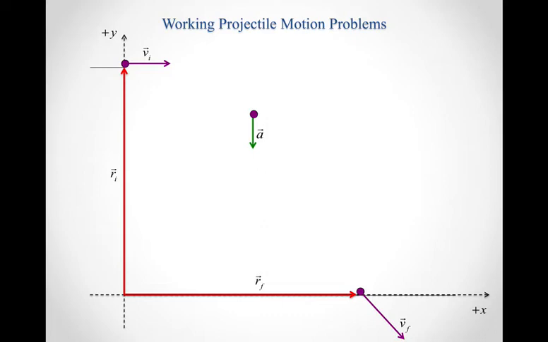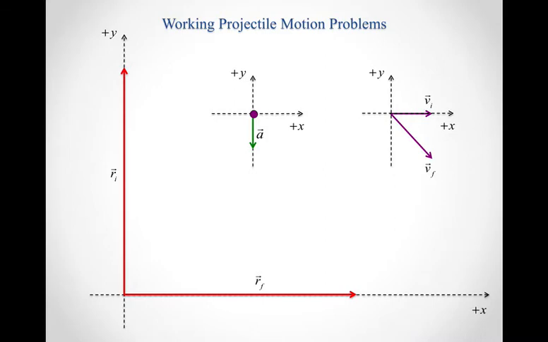Once I've picked my coordinate system, and again in this case I've picked positive x pointing to the right, positive y pointing up, I need to go through and break up all 5 of those vectors. The acceleration points straight down, so in this case it's going to have an x component of 0 and a y component that's negative. The initial velocity vector points entirely in x. The final velocity vector is going to have the same positive x component but a y component that points downward. It's going to be negative given my choice of coordinate system.